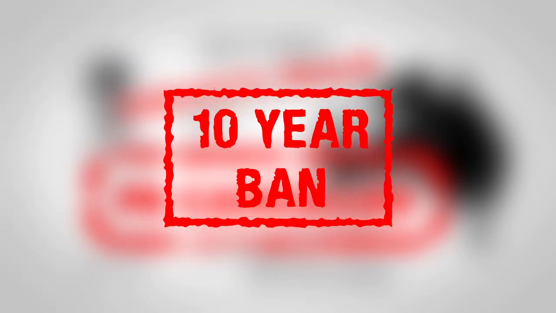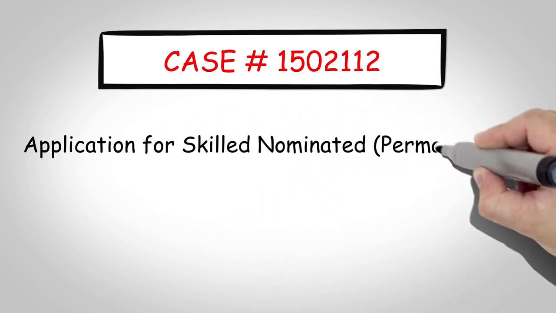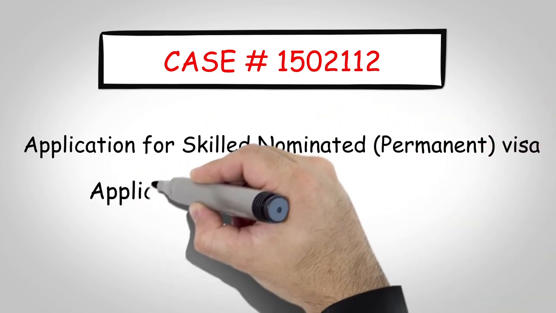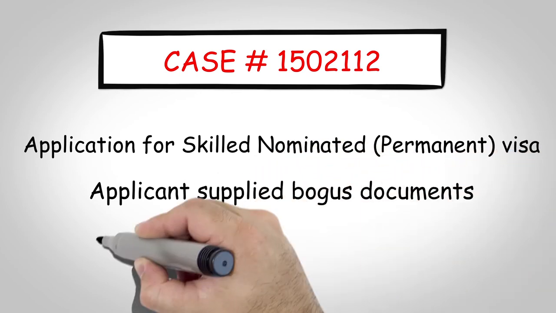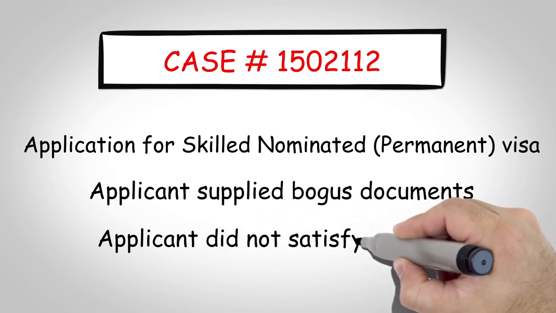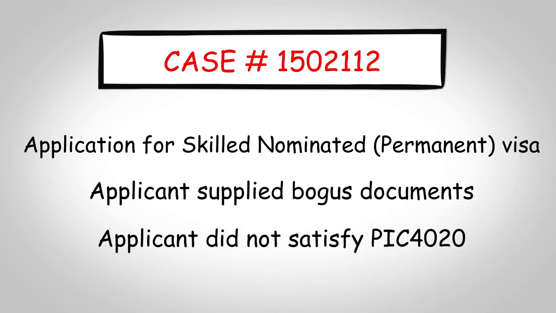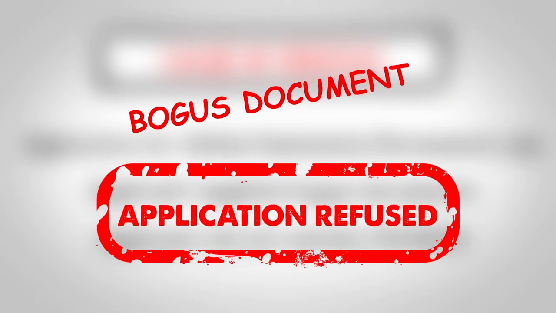When it was discovered, his PR was cancelled, and because it is an identity fraud, he would have a 10-year ban. In our example two, the applicant applied for a skilled nominated permanent visa, and the delegate considered that the applicant supplied bogus documents. The delegate found that the applicant did not satisfy public interest criteria 4020. The application was refused because of bogus document.